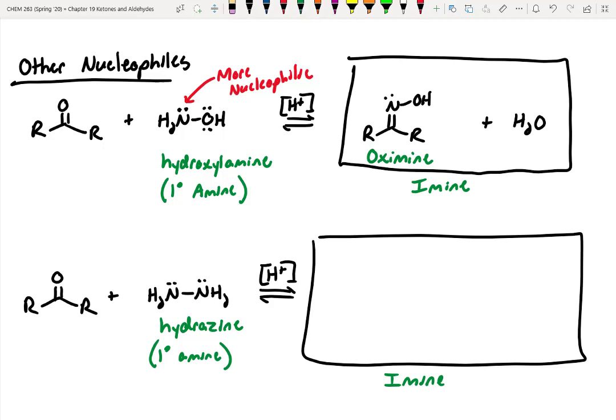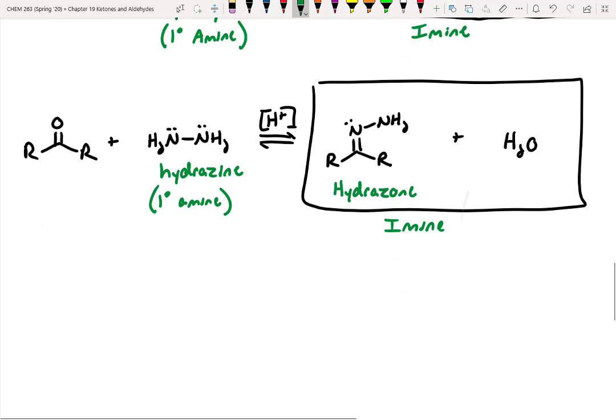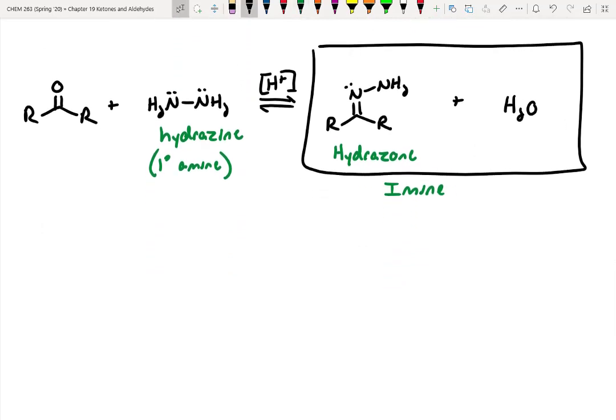So what we would anticipate getting is something that looks like this, where we'd have a carbon-nitrogen double bond, but now we'd have an NH2 kind of hanging off, and we'd kick off water in the process. This is a cool intermediate called a hydrazone. Again, it's a really powerful intermediate to have. All right, so what I want to show you on the next page is kind of a derivative of this hydrazone.